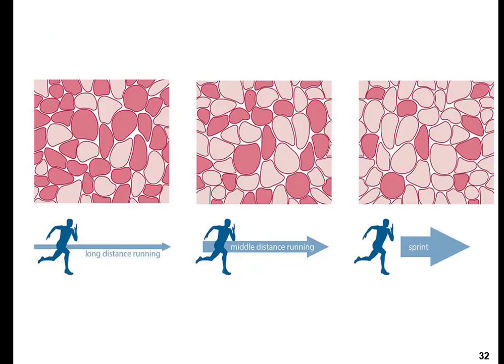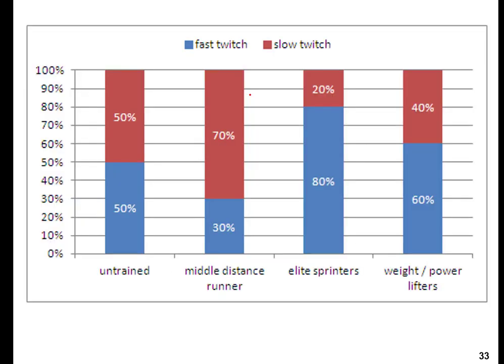Like I said, we can actually train our muscles to have one fiber type or the other. Someone who is untrained will have about half slow twitch, half fast twitch. Sprinters who require those quick bursts of energy will probably have much more fast twitch muscle, maybe 80-20. People who are marathon runners or distance runners will have more of those slow twitch muscles. Someone who's a power lifter is probably going to be more like 50-50, maybe a little bit more of that fast twitch muscle.